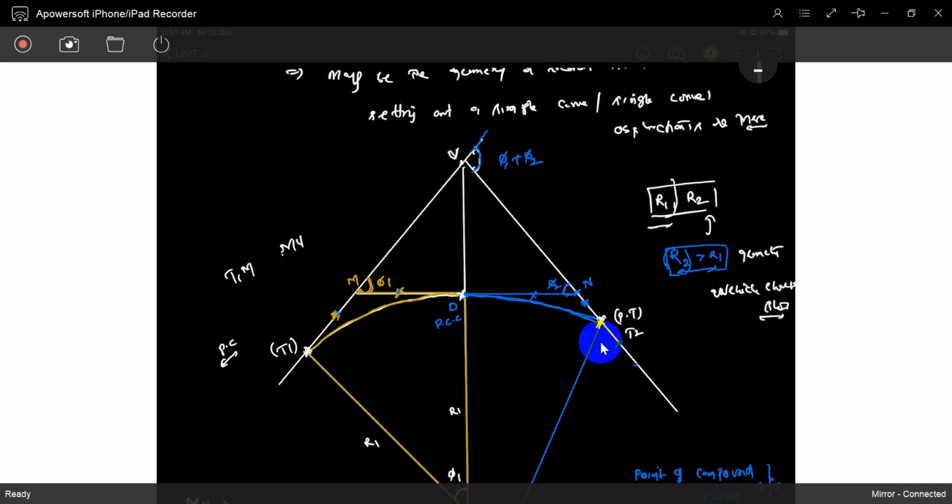Next you have to identify the point T2. This will be identified by the total length of the curve. If you know the total length of the curve, you know the T1 point, this curve and this curve, and you can easily calculate it. So first, our idea is to find out the distance T1M plus MV.